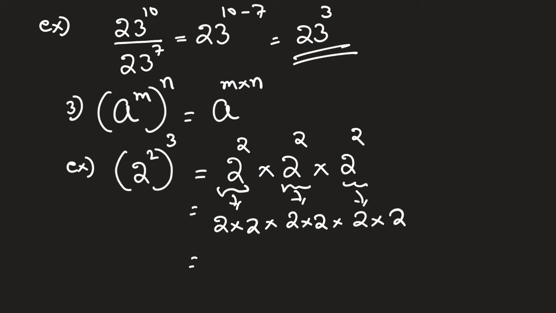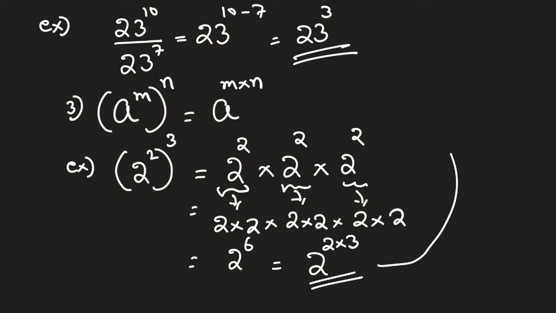Can you tell me how much will this be now? 1, 2, 3, 4, 5, 6. So can I write this as 2 to the power 6? Which is same as 2 to the power 2 times 3. Do you observe how the law is working over here? So we have a to the power m, the whole thing raised to the power n is equal to a to the power m times n. That is the application of the third law.